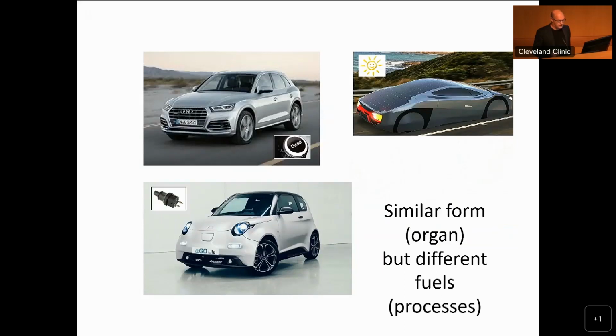What is also interesting conceptually is that this reminds us of cars, right? Cars always have a similar appearance, because they have to bring you from A to B, but they can have very different fuels. They can have very different pathophysiology. They can be petrol-driven or electric-driven or solar-driven, which is a little bit more exotic, or hydrogen-driven.